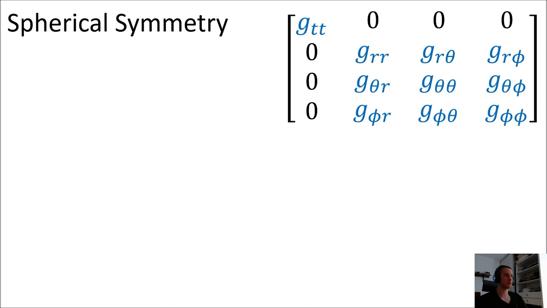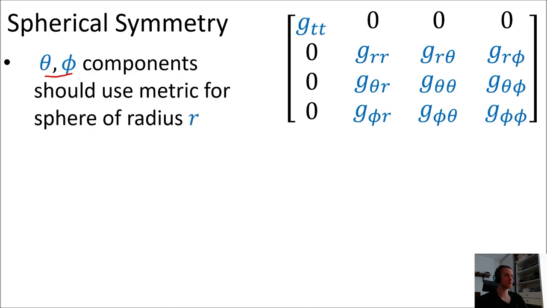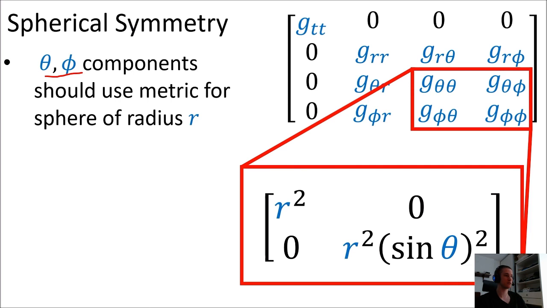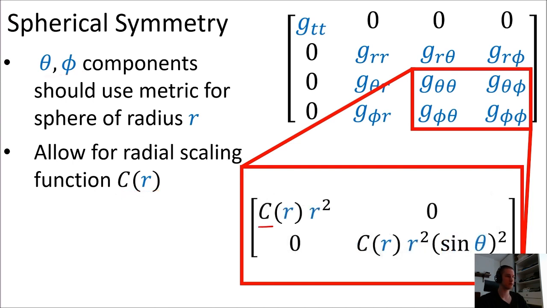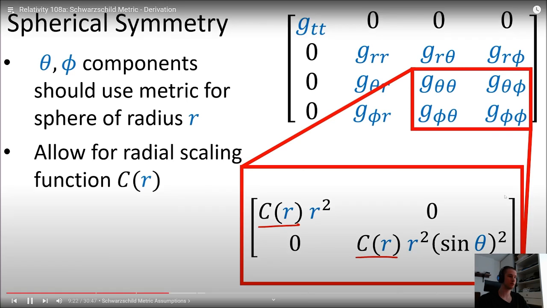If we want spherical symmetry in space, the theta and phi components of the metric should resemble the metric for a sphere of radius r. However, we also allow multiplication by a radial function C of r, since this doesn't violate spherical symmetry.